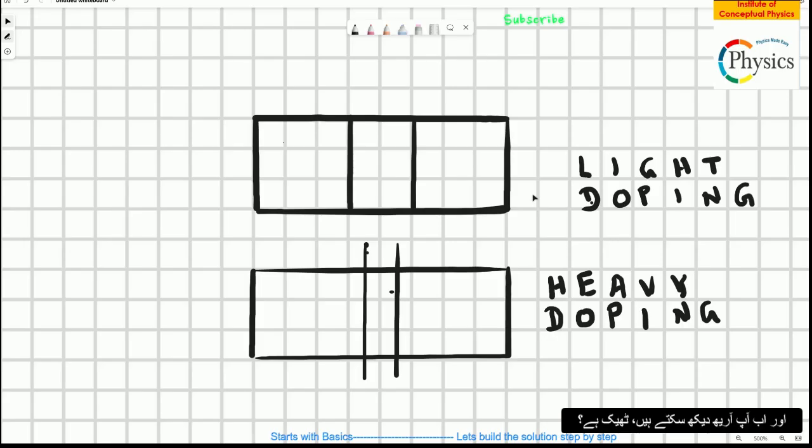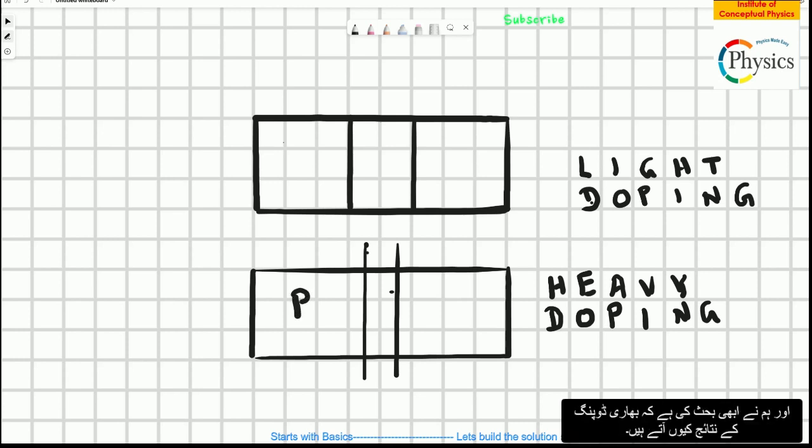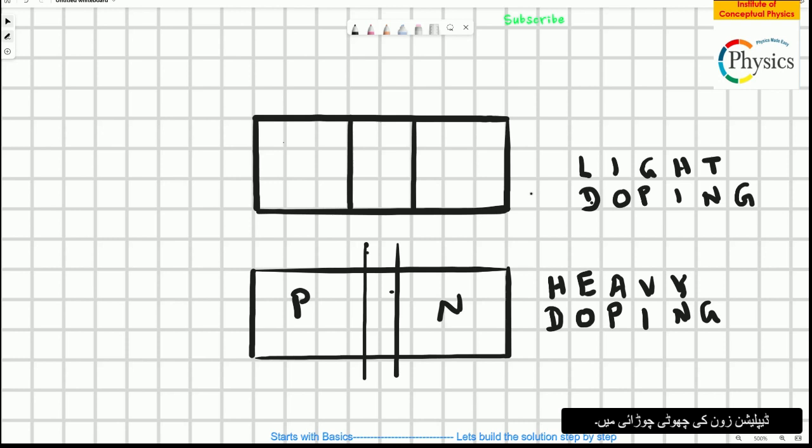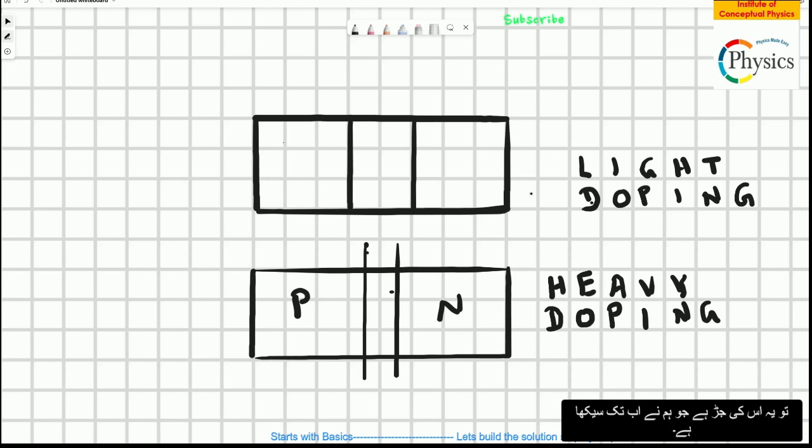And now you can see the diagram, right? The first diagram is light doping. The junction width, which is the depletion width actually, around the junction is wider. And you can see the second diagram where the PN diode is heavily doped. And we have just discussed why heavy doping results in a smaller width of the depletion zone. So this is the crux of what we have learned so far again.